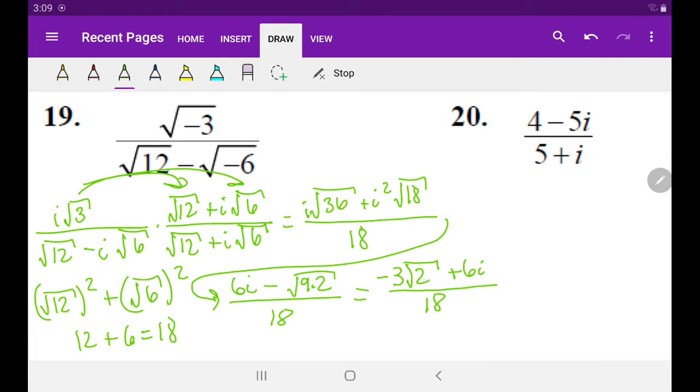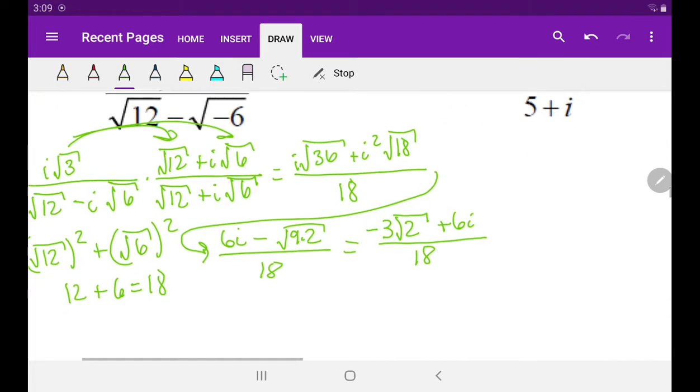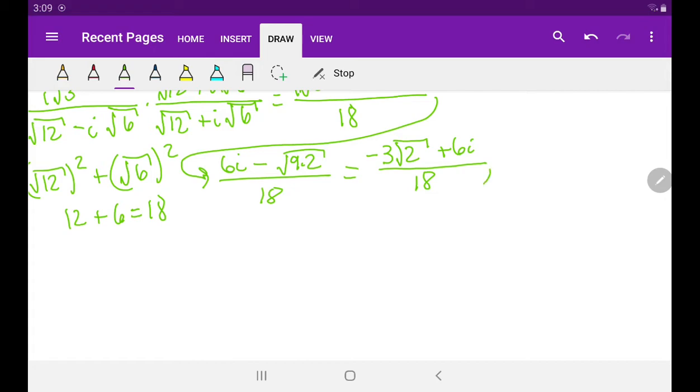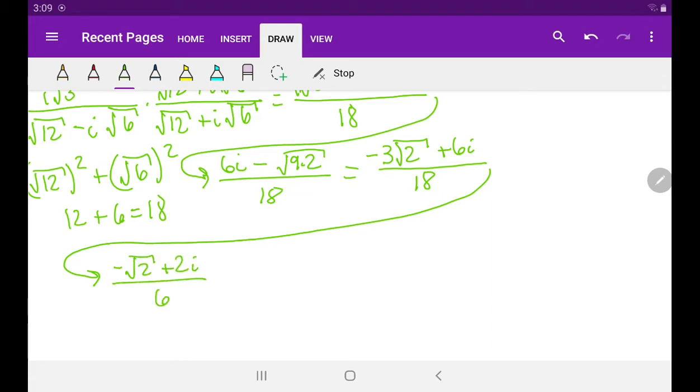Now, negative 3, 6, and 18 are all divisible by 3, so we can reduce all of those to lowest terms, divide all of them by 3, and we'll have negative root 2 plus 2i all over 6. And if you were to leave it like this, I would give you full credit. Your textbook will go ahead and say negative root 2 over 6 plus 2/6 i.